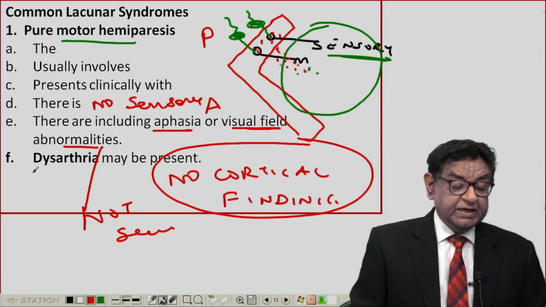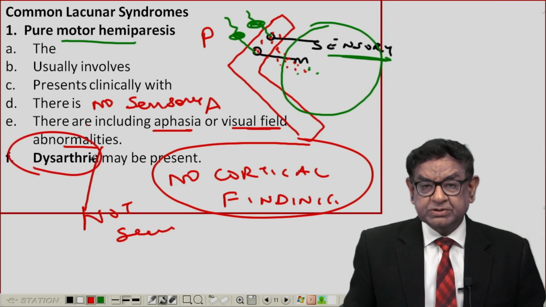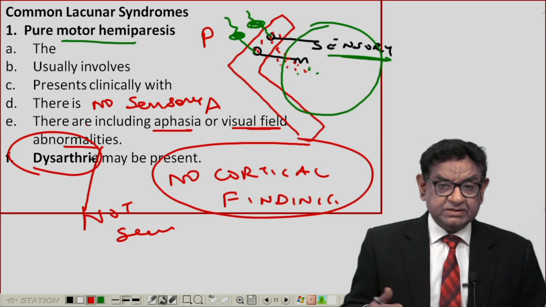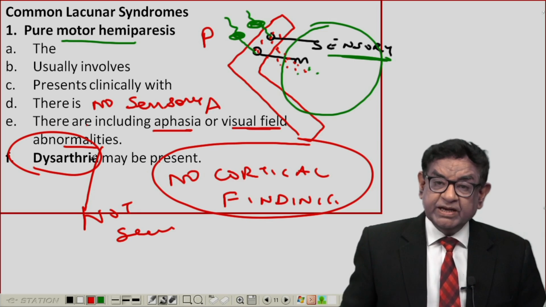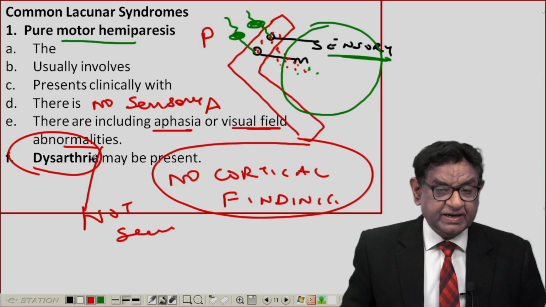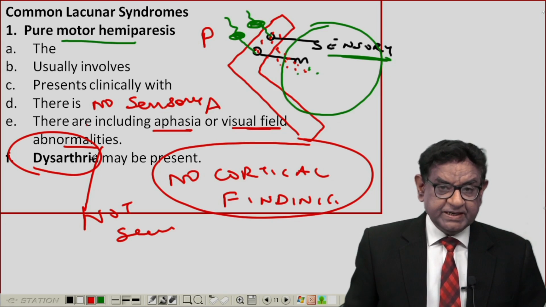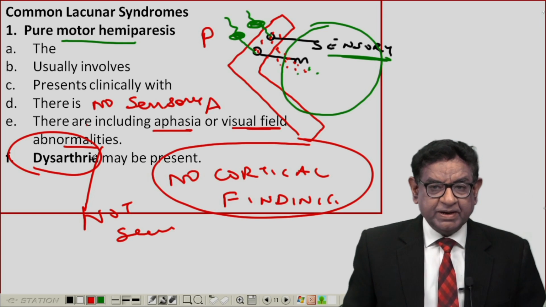Dysarthria may be there, but this is secondary: because of hemiplegia the patient may have some difficulty in speaking, but dysarthria as such occurs more commonly when bulbar involvement is there.